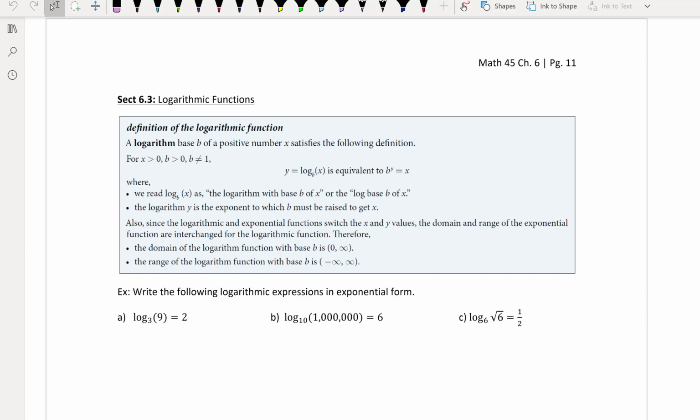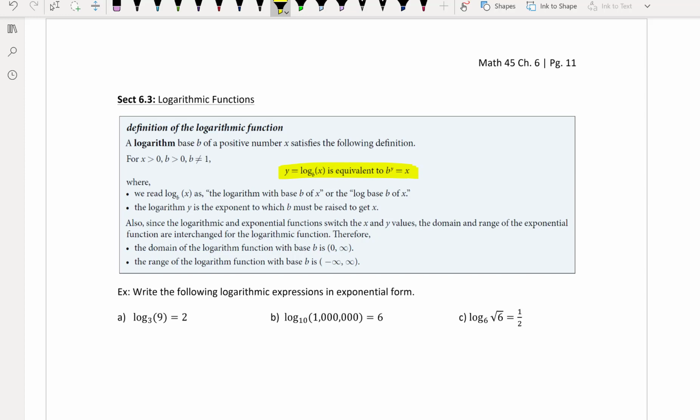So we have this definition. A logarithm base b of a positive number x satisfies the following definition. For x greater than 0, b greater than 0, and b not equal to 1, y equals log base b of x is the same as saying b to the y power is equal to x. It's really important to understand that these two are saying the exact same thing.